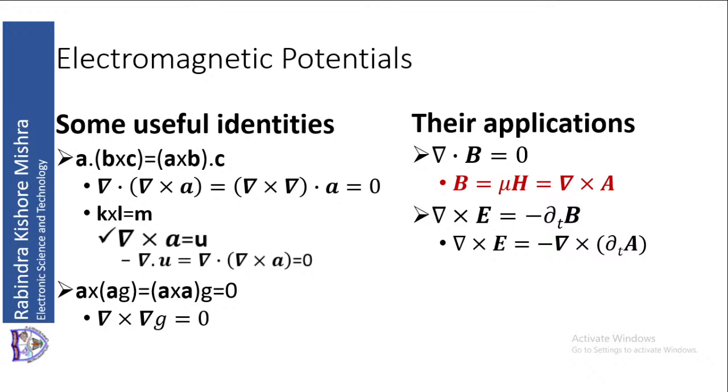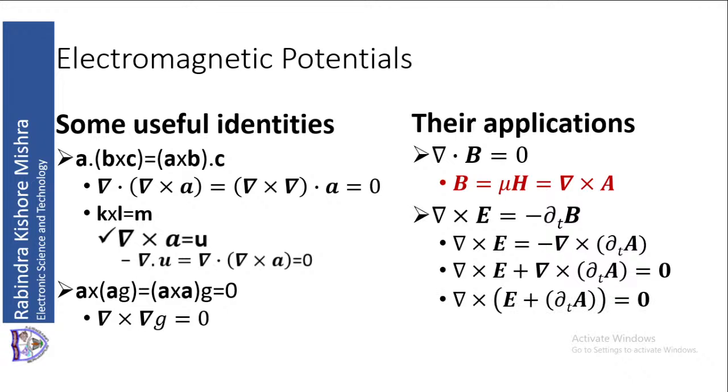So now write curl of E remains as it is, equal to, for B we can put del cross A, and dou t is operating only on t, del is operating only on space. Therefore, they are interchangeable. Interchange dou t and del. So this becomes minus del cross dou t operating on A. Okay. Now take everything to the left side. So right side becomes 0, left side becomes curl E plus curl of dou t operating on A is equal to 0. From that we take curl of E plus dou t A is equal to 0.